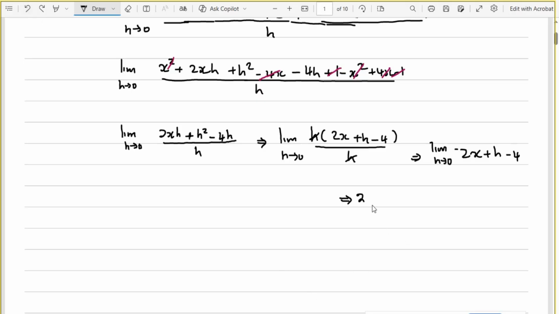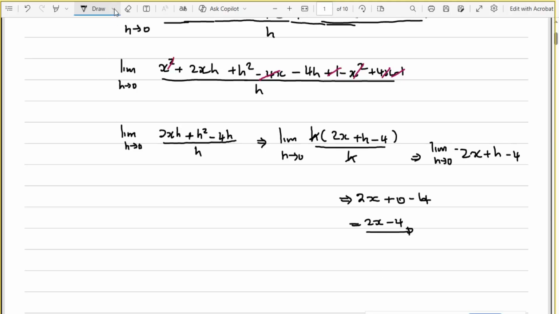Sorry. Oh, okay. So this is 2x. Where there's h, we substitute 0. Then the final answer is just 2x minus 4. Okay? Yes, sir. Right.